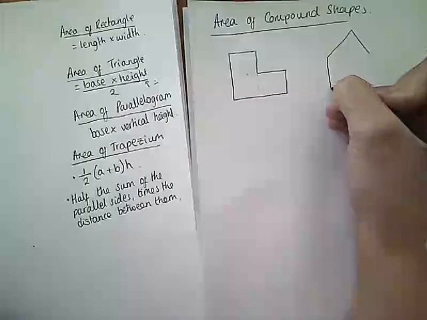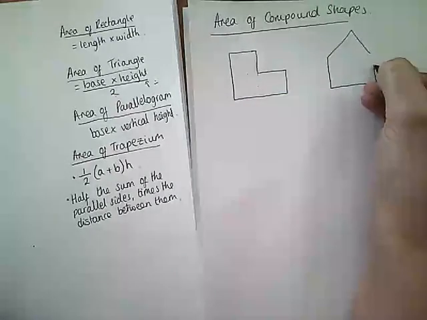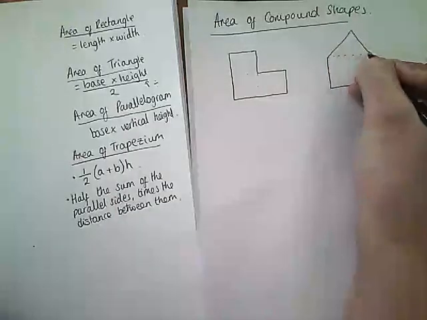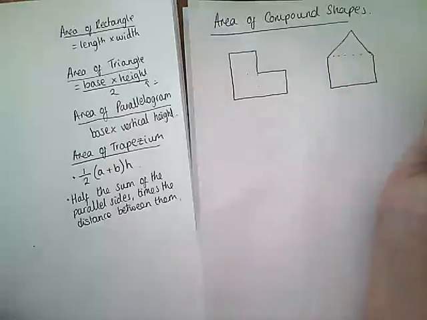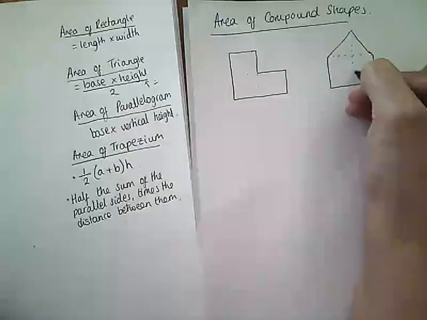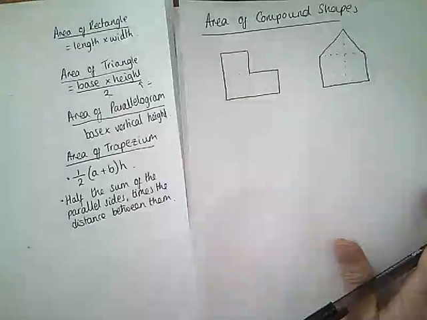Similarly, here is a compound shape. It's a pentagon, a five-sided shape, but it is made up of a triangle and a rectangle. You could also split it up this way and say it's made up of two trapeziums. These are what compound shapes are.